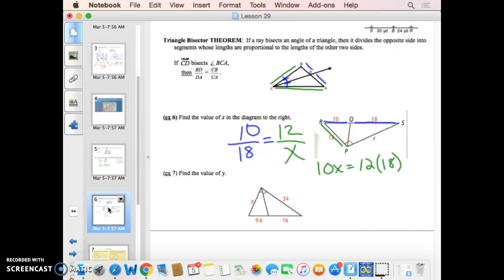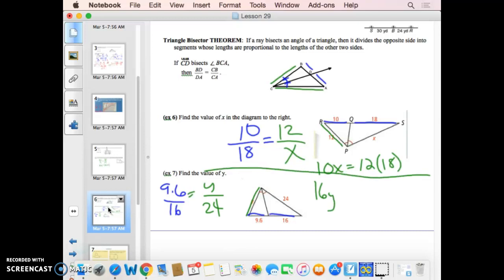Okay. And again, this one, I know that this is a bisector because they've labeled these angles congruent. So I know that's a bisector. So it's going to be 9.6 over 16. Really the hardest part is setting this up correctly. And since I started with 9.6, I'm going to start with y over 24. And again, you'll cross multiply. So you get 16y here, so you don't get confused. 16y equals 9.6 times 24. Whatever that is, you can type it in your calculator and figure it out.